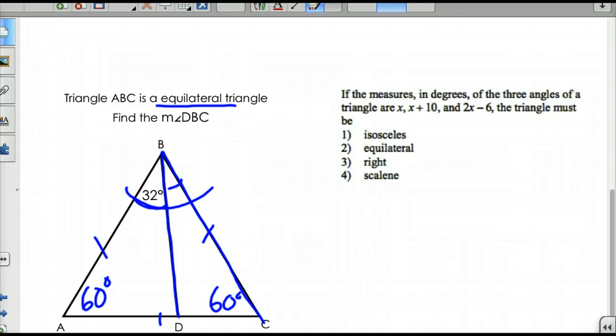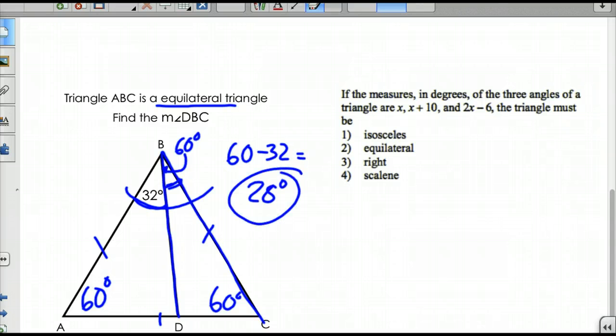So to solve for this missing part of the angle, remember the angle addition postulate? If I know this whole angle is 60 degrees, all I have to do to find the missing part of the angle is 60 minus 32, and that gives me 28 degrees. Boom! And doesn't that make sense? 32 plus 28 equals 60. Since this is equilateral, all three should be 60.